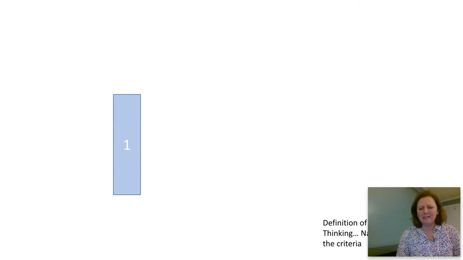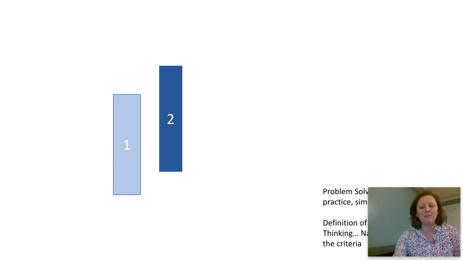So the first thing is, oh, you might not be able to see that because of the webcam. Sorry. It says the definition of critical thinking. That was the first thing that we did in this course. And the reason why we did that is because how can you do critical or creative thinking if you don't know what it is or how to recognize it? So we needed to understand what it was, at least in theory, before we could start to do it.